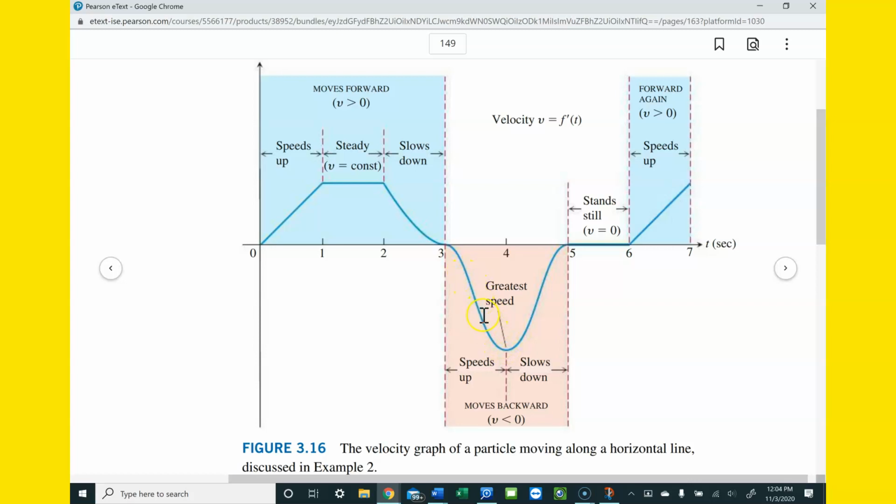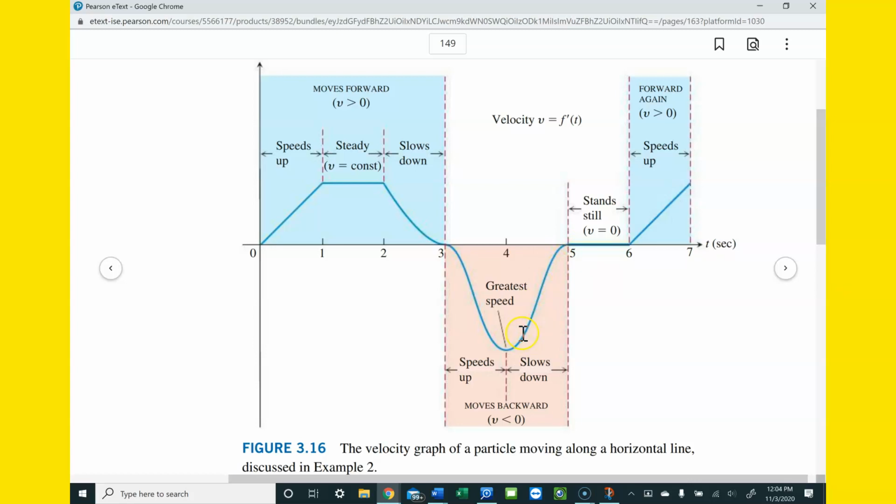So it's speeding up backwards, or speeding up moving in the negative direction. Here, it reaches its maximum negative speed, or you could say its minimum speed, which is the same thing as a maximum negative speed here. All right, and now it's still moving backwards because its velocity is still negative, but its velocity is slowing down in the negative direction.